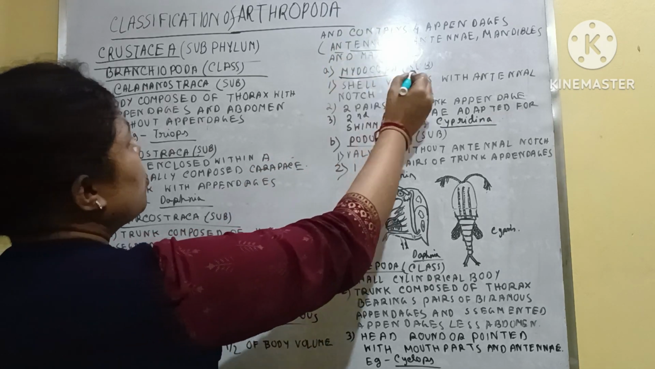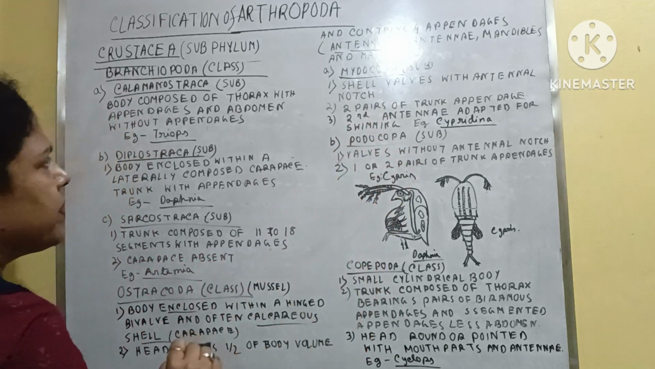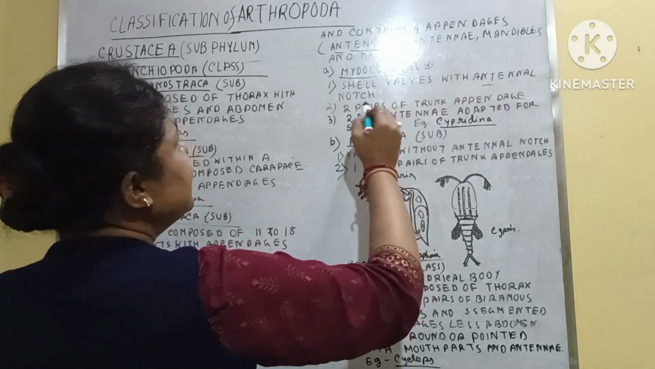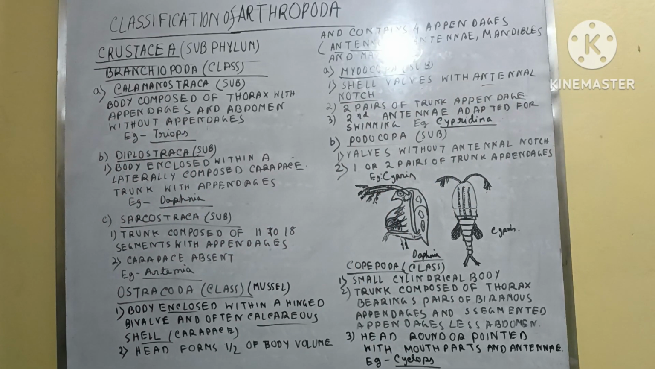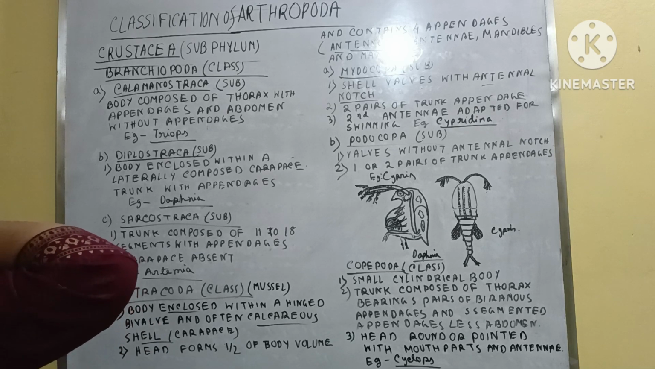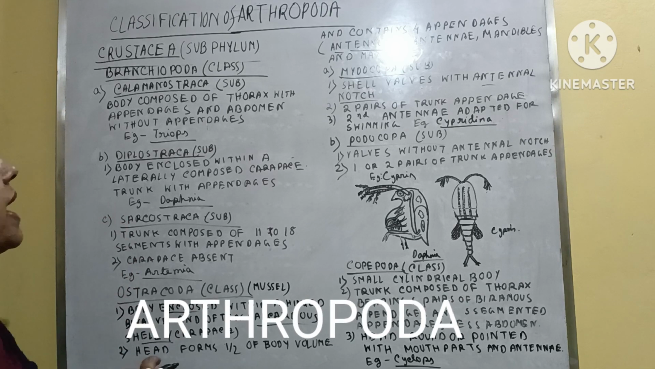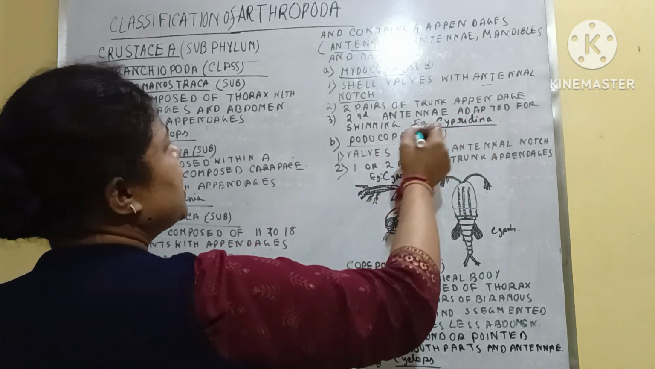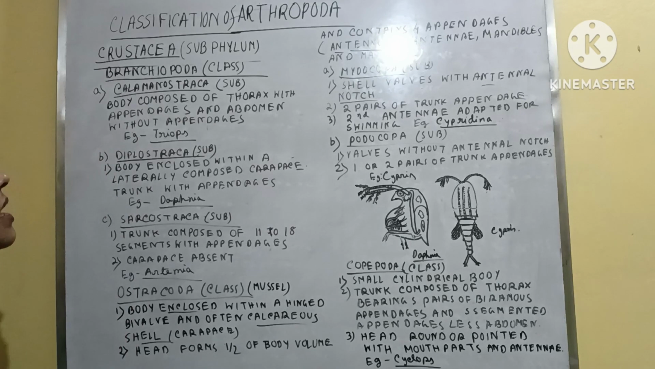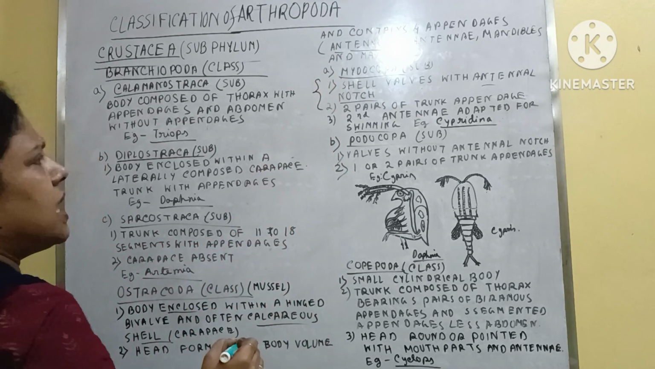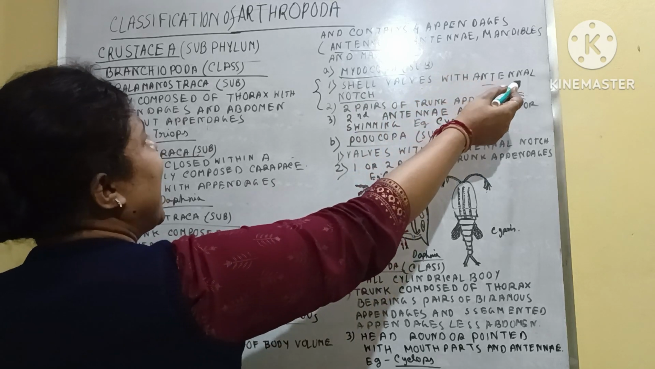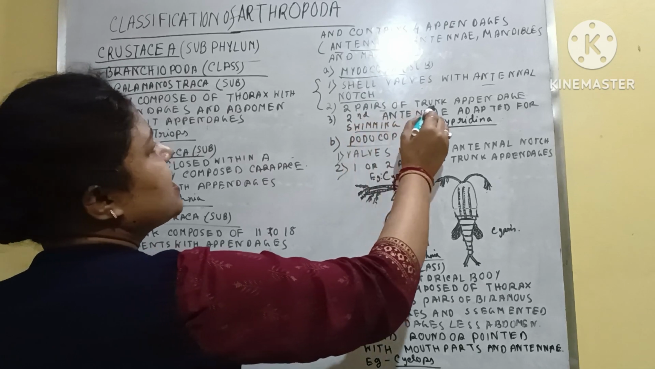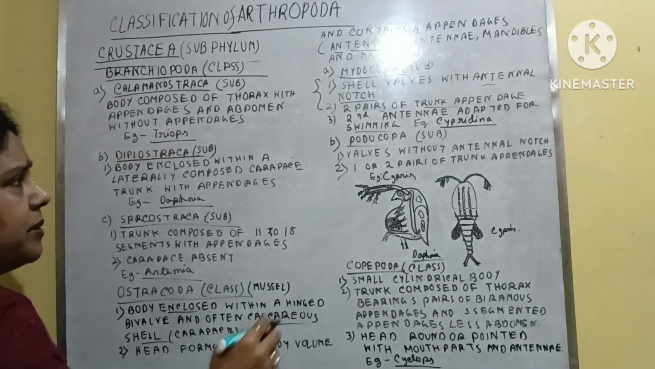Under this Ostracoda there are 2 subclasses. One is the Myodocopa and another is the Podocopa. In Myodocopa, the shell valves have an antennal notch, and there are two pairs of trunk appendages, with second antennae adapted for swimming. So two important points are the shell valves with antennal notch, and the two pairs of trunk appendages.